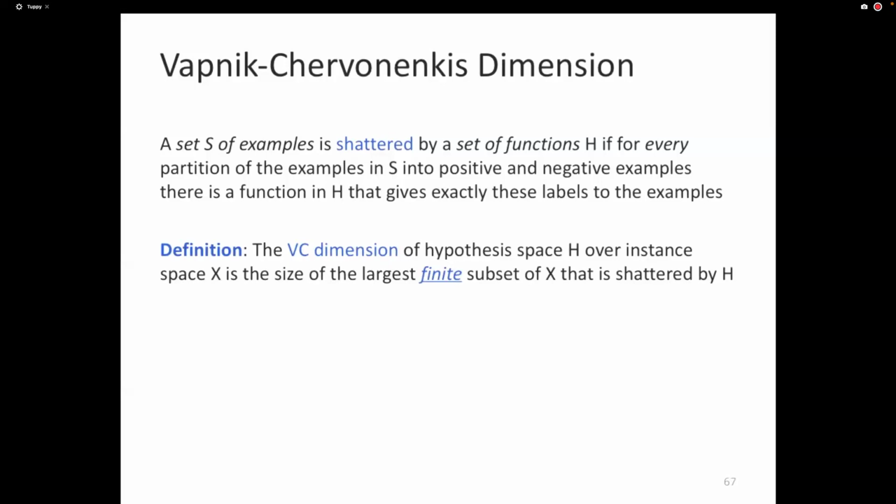Concretely, if you have an instance space X, I can consider finite subsets of X. A finite subset of X is just a set of points. And I can ask, does my set of functions shatter that set of points? You keep trying that for larger and larger sets of points till you can't. The size of the largest set of points that can be shattered is defined to be the VC dimension. This is just a definition.